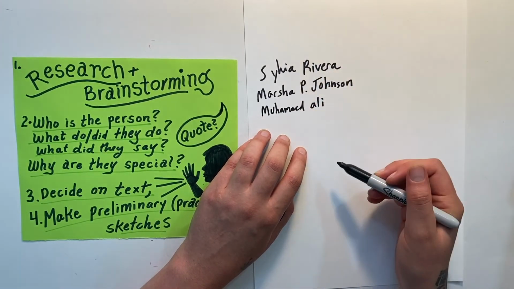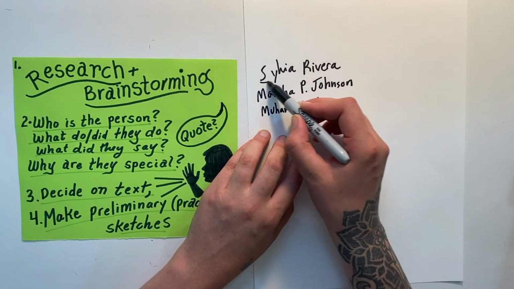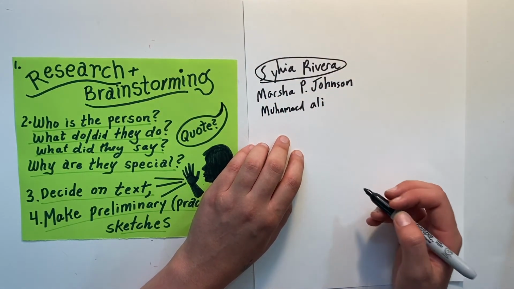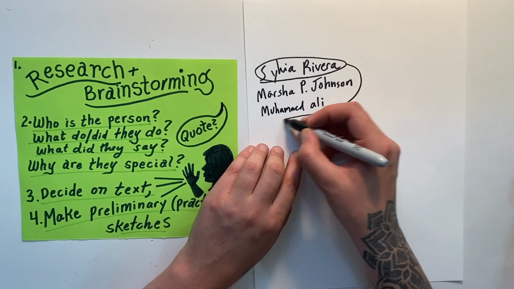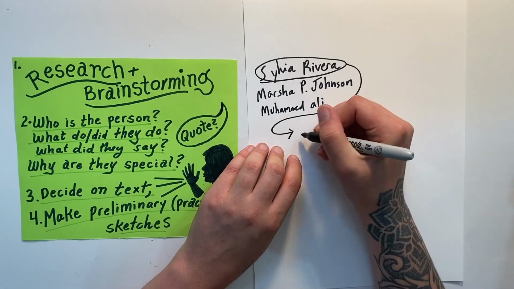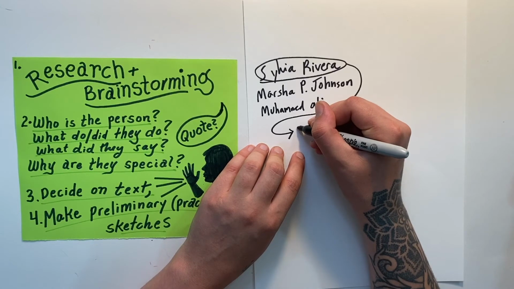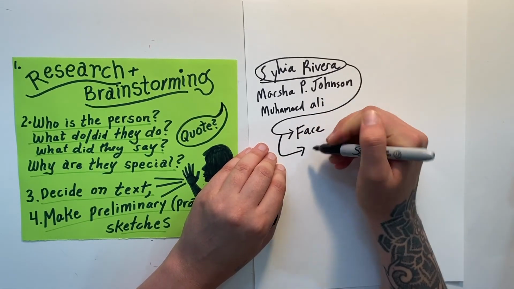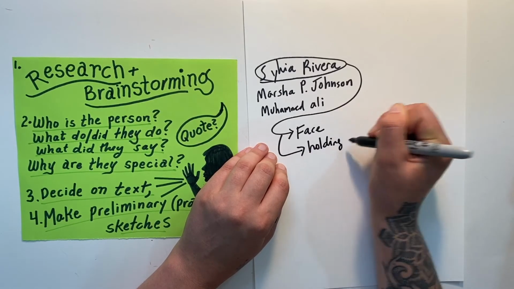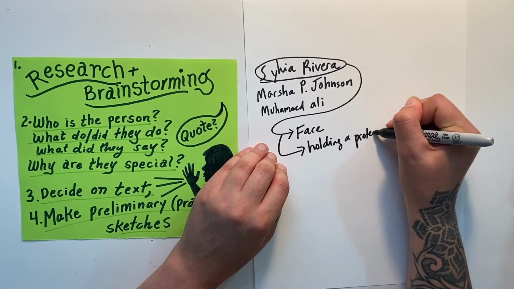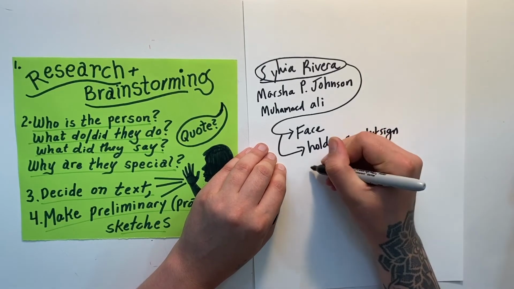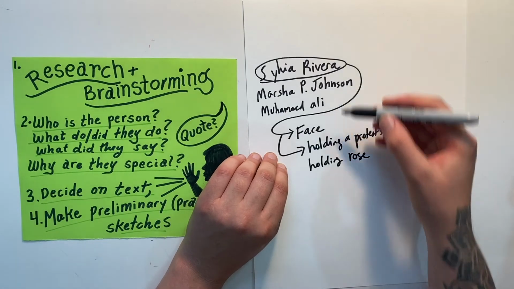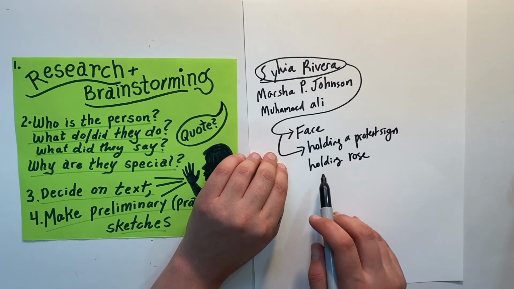Once I start making this list, then I can say, all right, so I think I want to make my poster about Sylvia Rivera. So what do I want to have in my poster? Let's see. So I can just continue to make a list. Maybe I want just her face. Or maybe I want to do her holding a protest sign. Maybe I want to have her holding a rose.